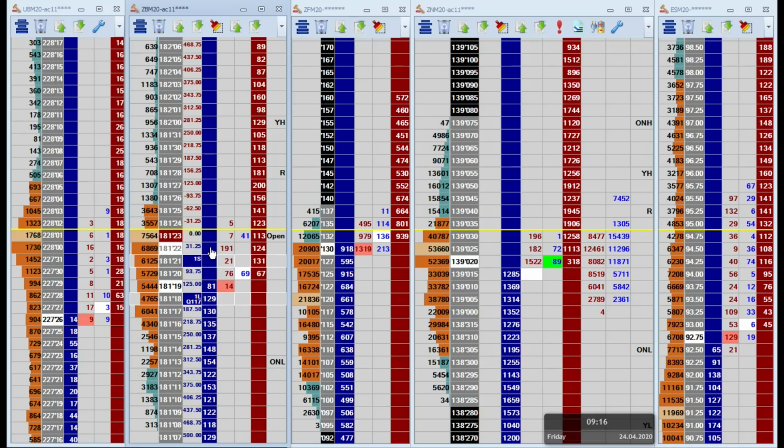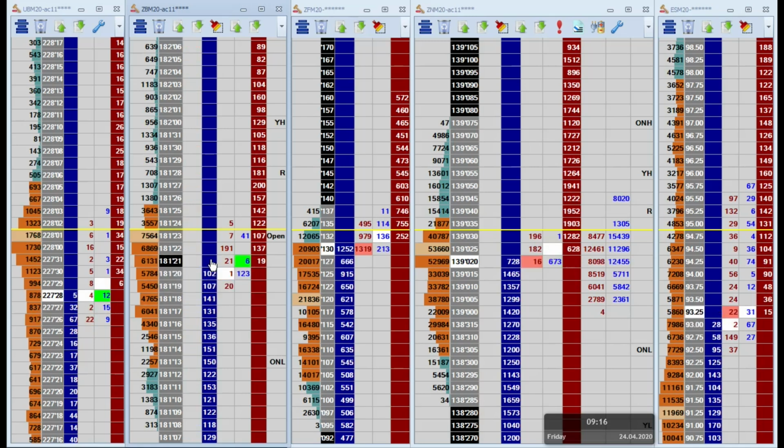And 18 is my target, simply because that is where they bought it up previously. So I just follow it down with my stop loss. I end up getting stopped out for 2 ticks.